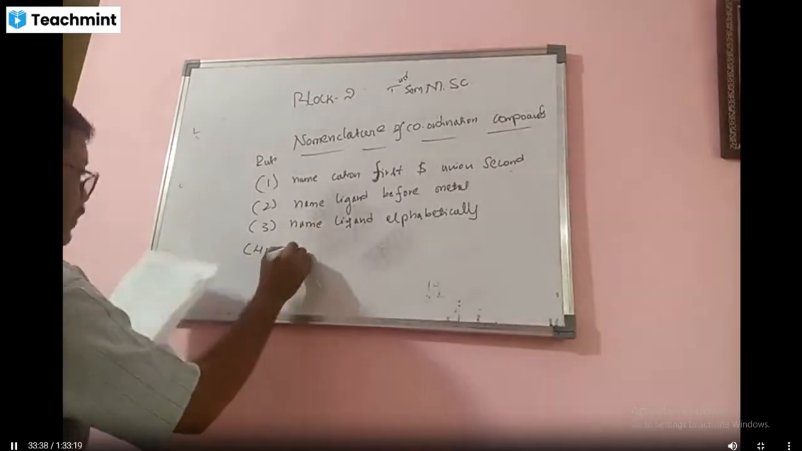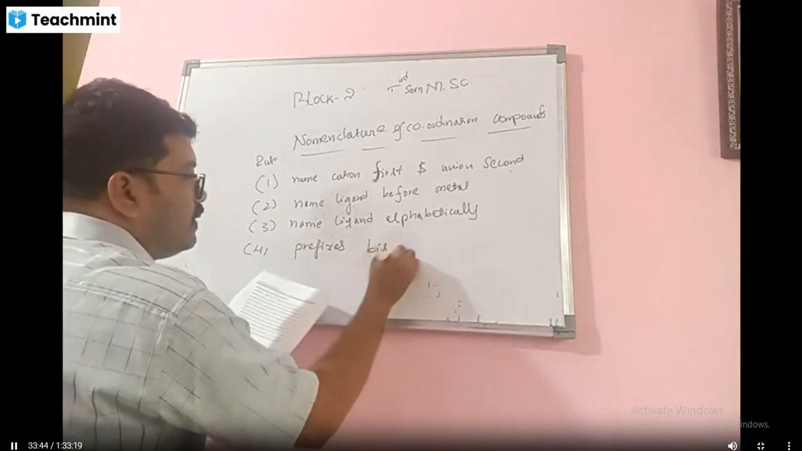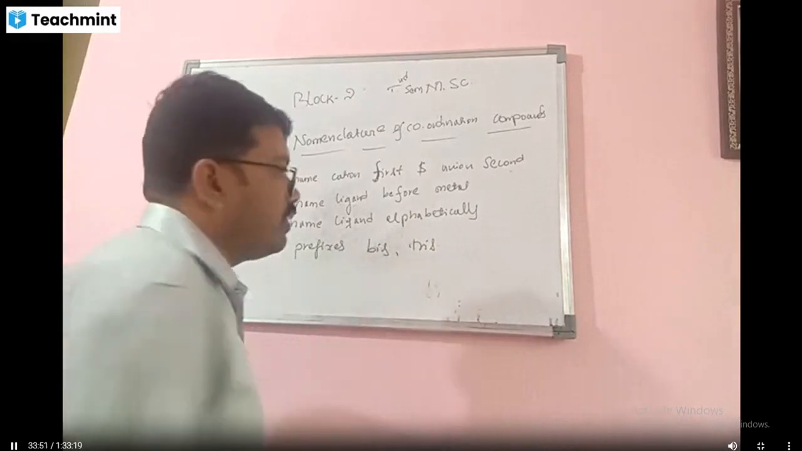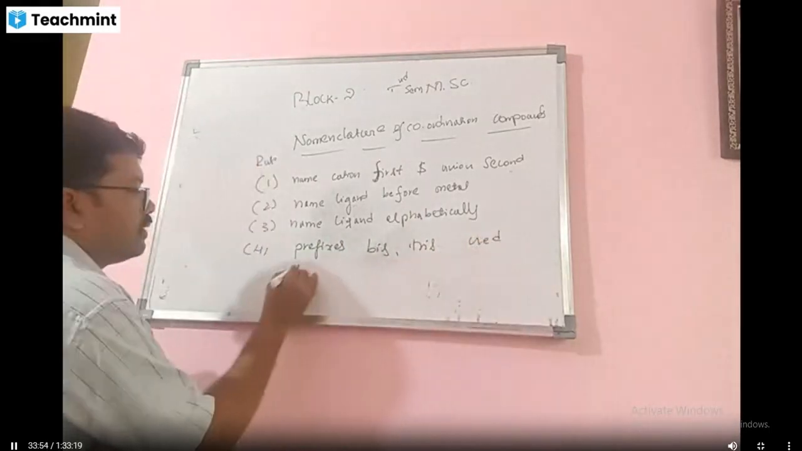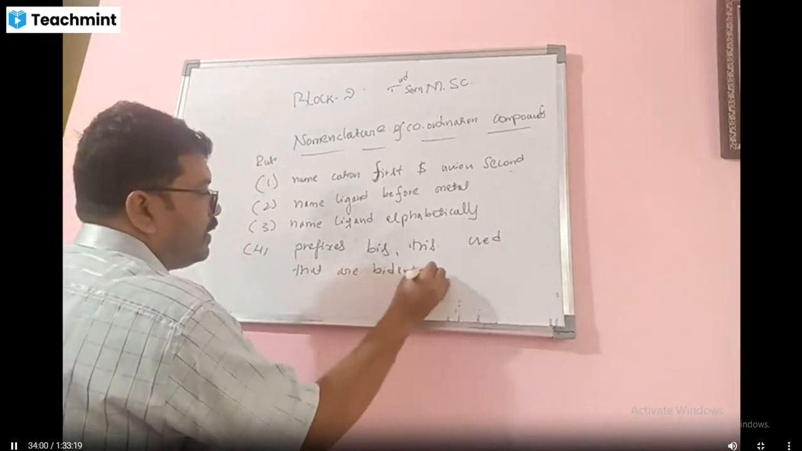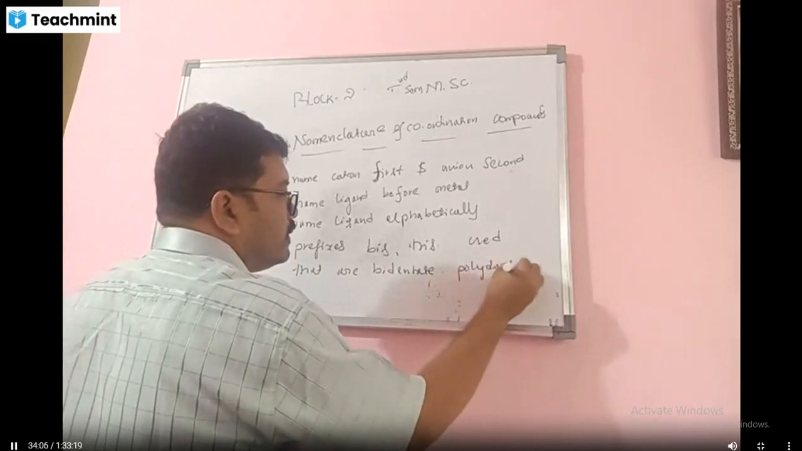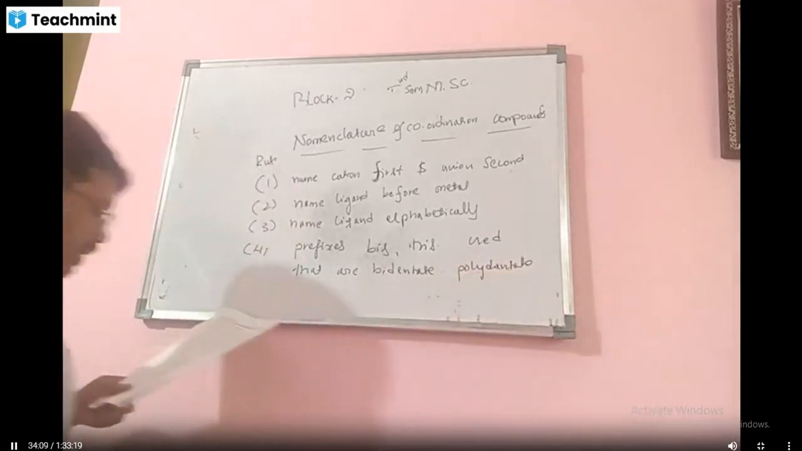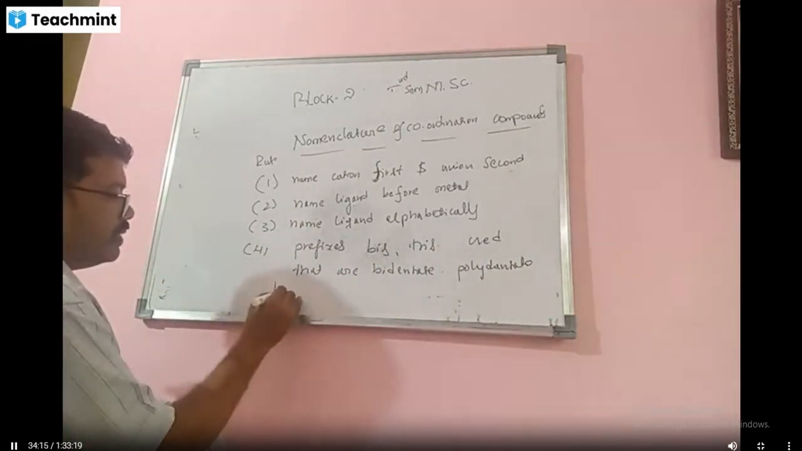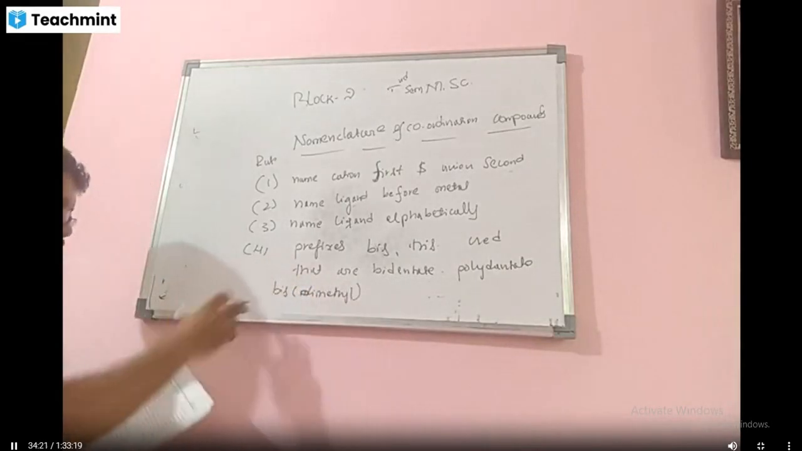Fourth, prefixes. Bis, tris, tetrakis are used for ligands that are bidentate or polydentate, or that already have a number as part of their name. Already the name is there, like bis, dimethyl. Where it is not there, you have to write it.